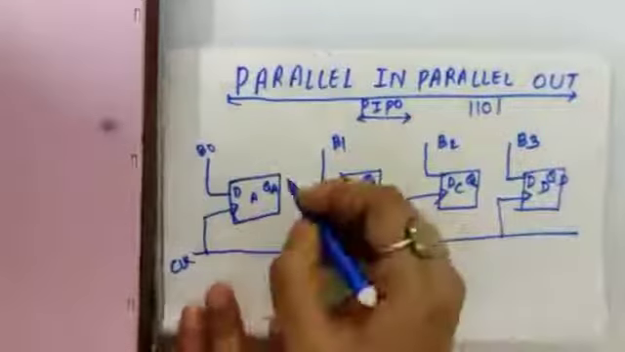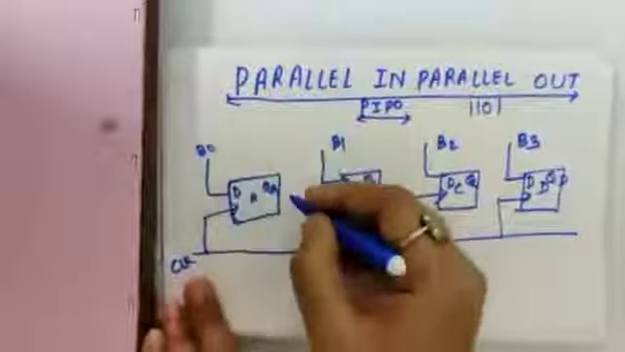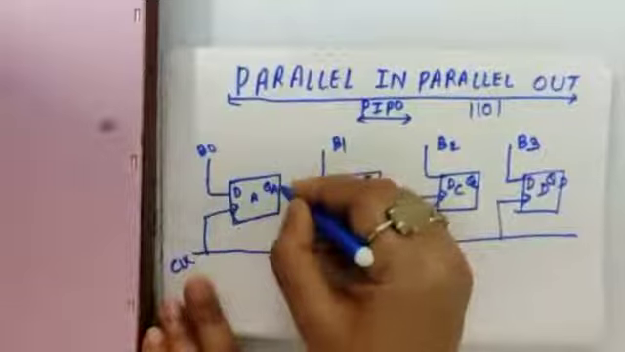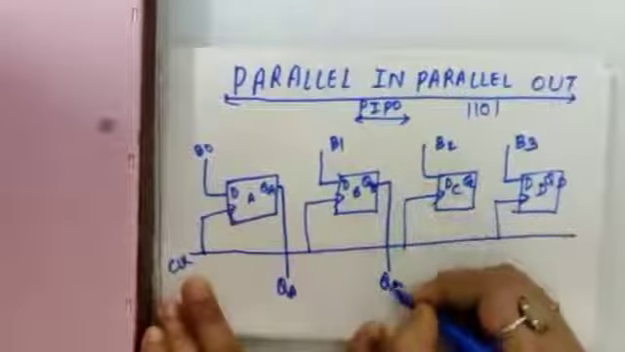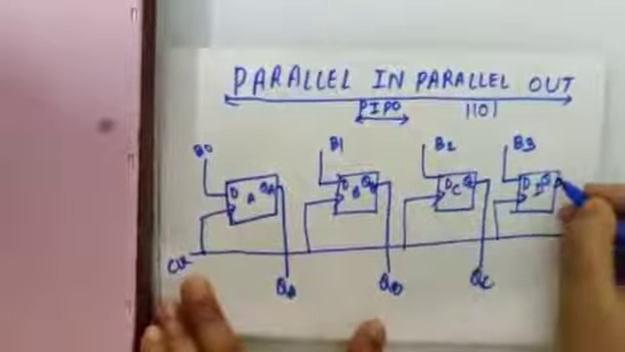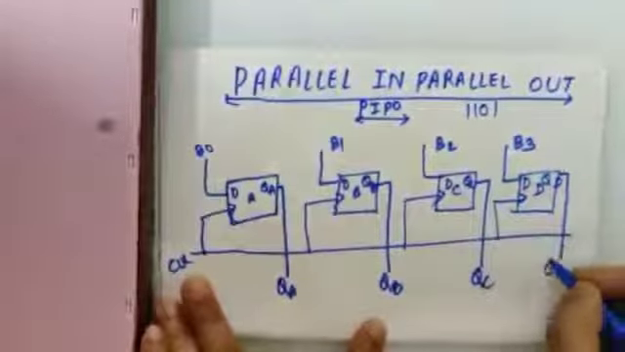not in terms of input, not in terms of output. Okay, so once you supply B0, when it gets the trigger, QA will appear here. This is QA, QB will appear here, QC will appear here, and QD will appear here.